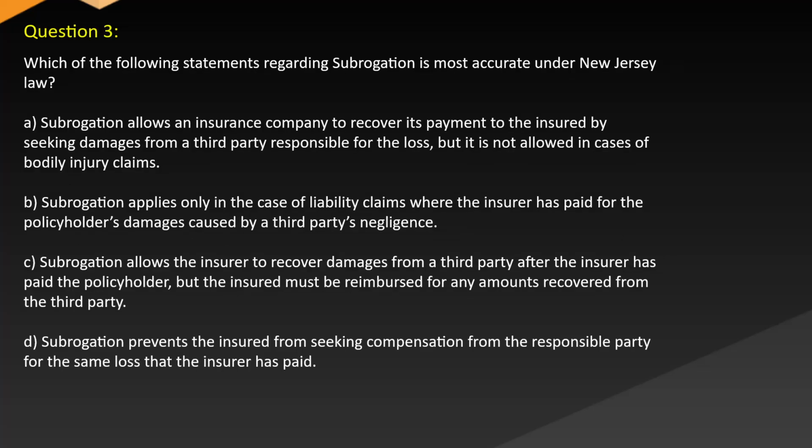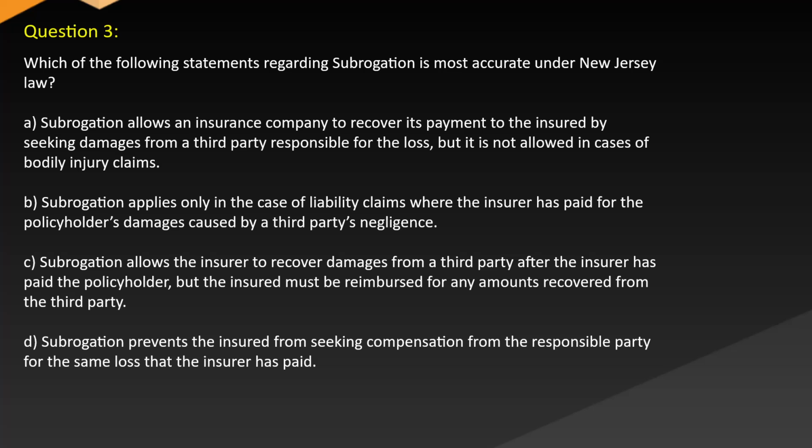Question 3. Which of the following statements regarding subrogation is most accurate under New Jersey law? A. Subrogation allows an insurance company to recover its payment to the insured by seeking damages from a third party responsible for the loss, but it is not allowed in cases of bodily injury claims. B. Subrogation applies only in the case of liability claims where the insurer has paid for the policyholder's damages caused by a third party's negligence.